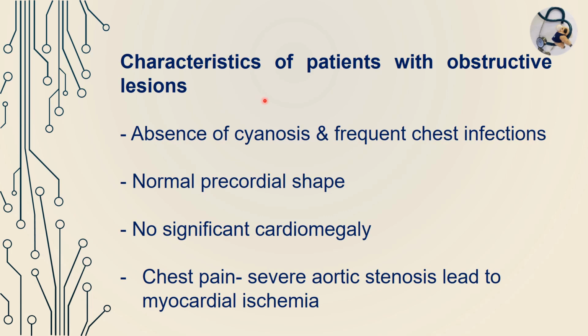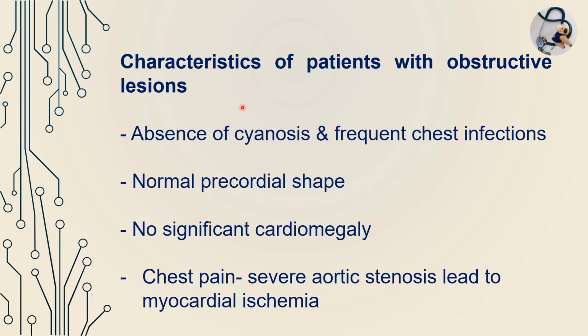Now come to the characteristic features of patients having obstructive lesions. In obstructive lesions also the child is acyanotic. So there is absence of cyanosis and absence of frequent chest infection. Like in the left to right shunt there were frequent chest infections, but these children will not have any frequent chest infections. The precordial shape is normal and there is no significant cardiomegaly. So there is no precordial bulge like in left to right shunting. Some children may have chest pain, especially if they have aortic stenosis, which leads to myocardial ischemia.